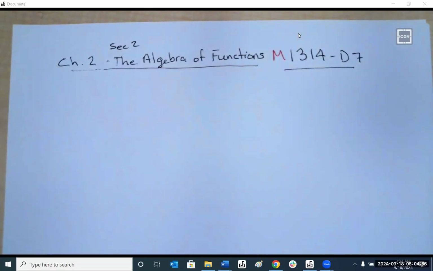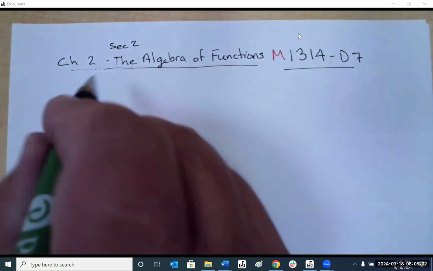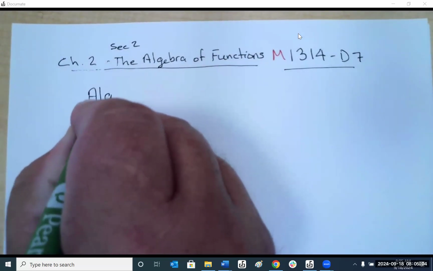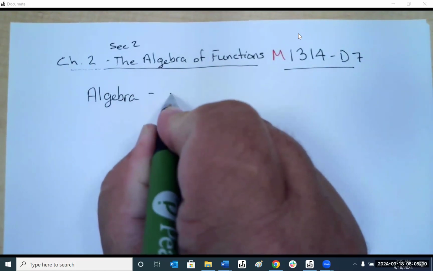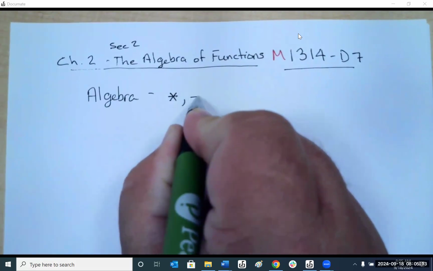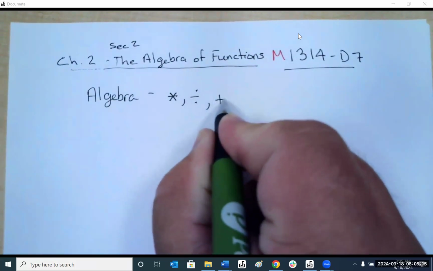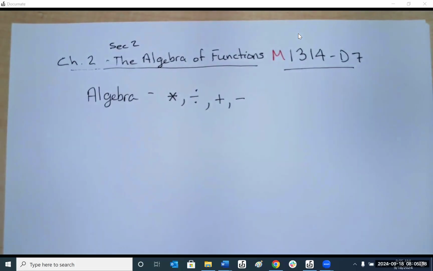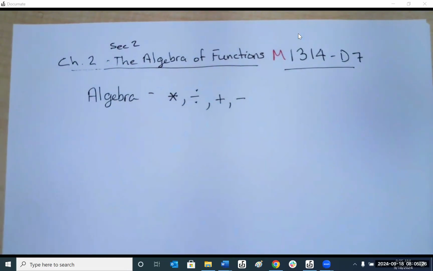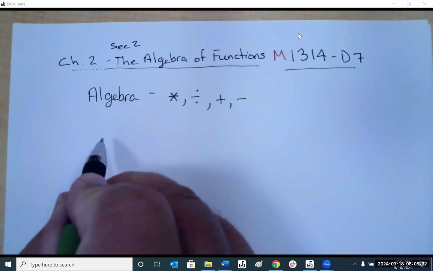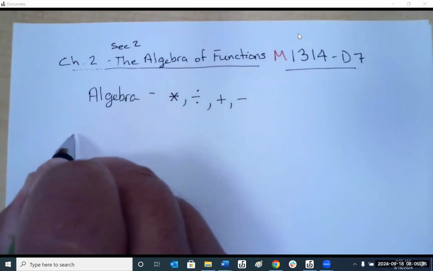All right. Now we're going to talk about the algebra of functions. When we say the algebra, what we're talking about are these binary operators. The reason they're called binary operators is because you need a number in front and you need a number in back. So you need two numbers to make it do anything. So let's look at the different types.